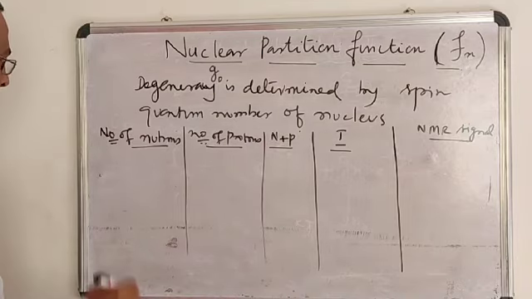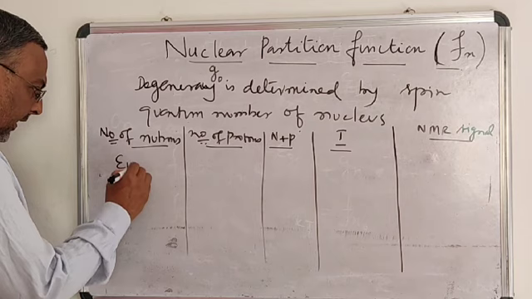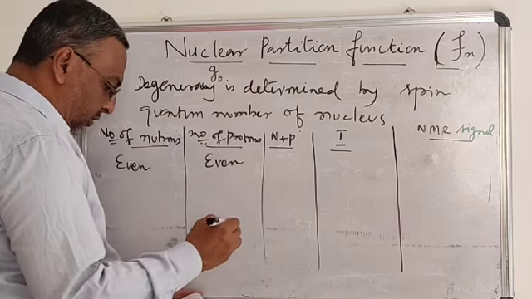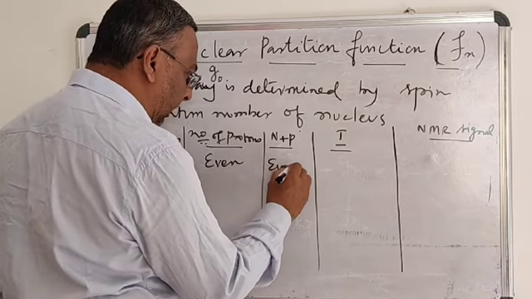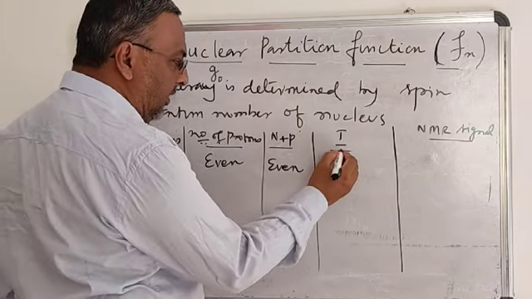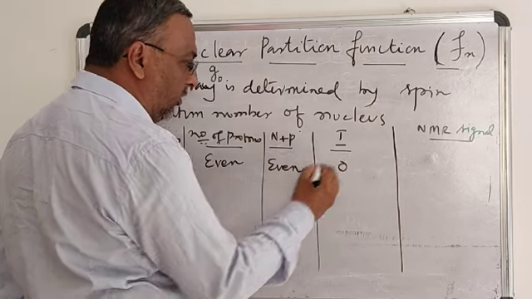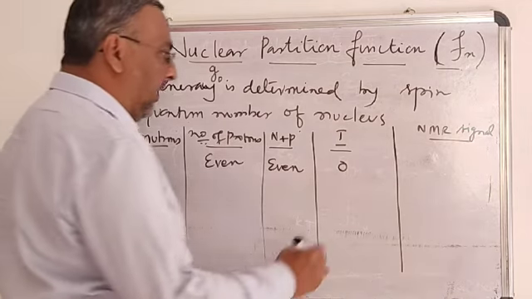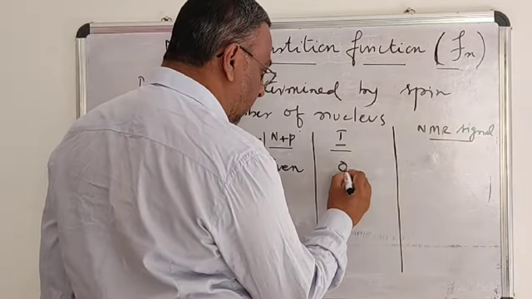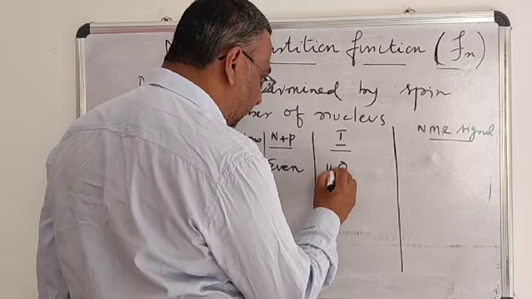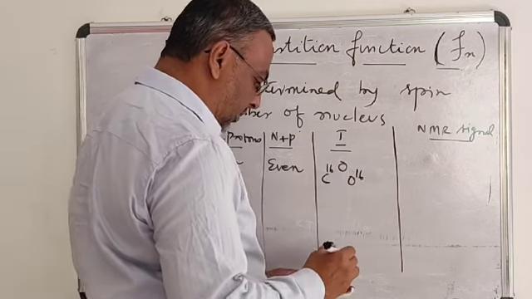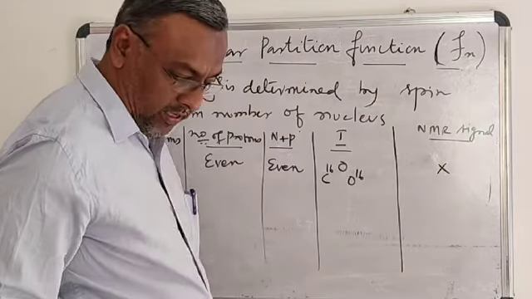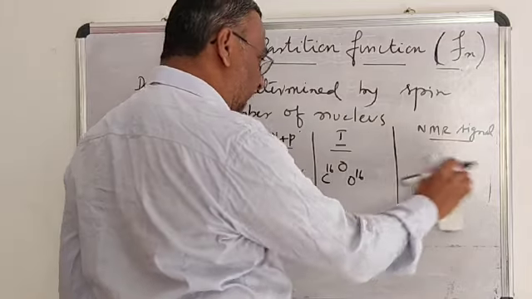Now let us consider, if the number of neutrons is even and the number of protons is also even, automatically the neutrons plus protons will also be even. Then in that case, the spin quantum number will be 0. The spin quantum number of the nucleons will be 0, for example in the case of carbon 16, oxygen 16, like this. And it will not give an NMR signal. There will be no NMR signal.